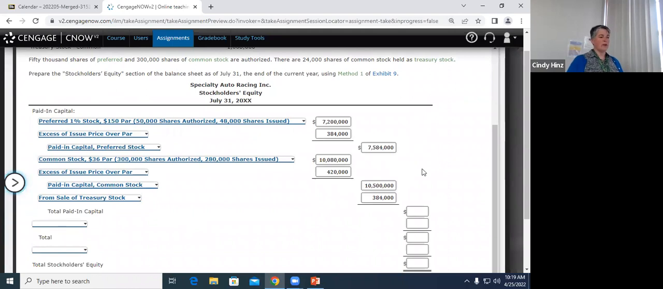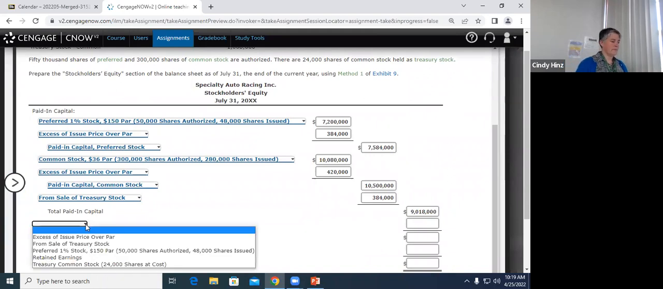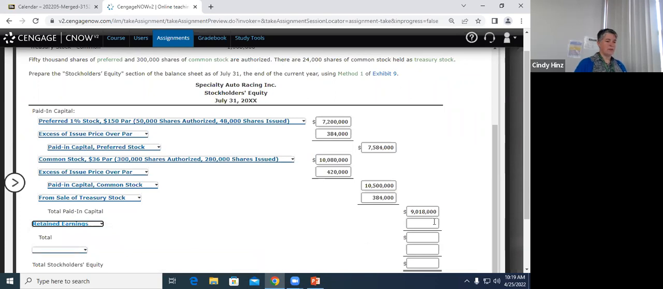So that now we have all of our contributed or paid in capital. And so we can add together the preferred, the common, and then the treasury stock paid in capital. So go ahead and do that. Once we have our paid in capital, the next account that would be listed would be the retained earnings. And that will give us our total capital.